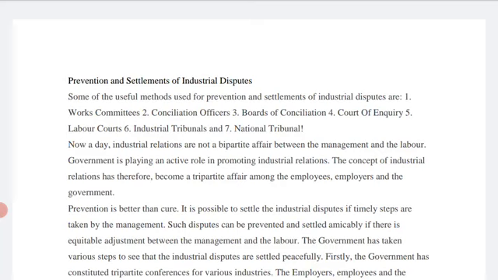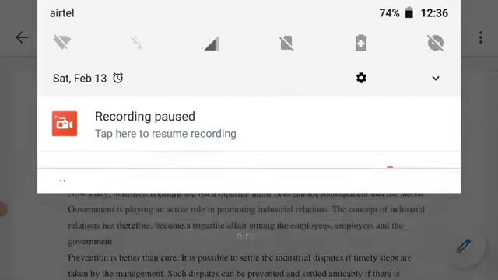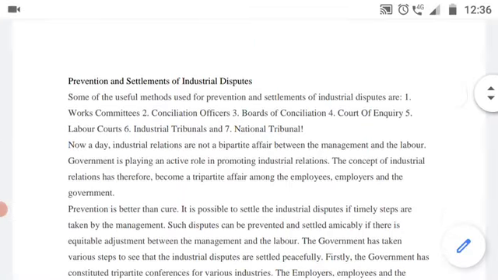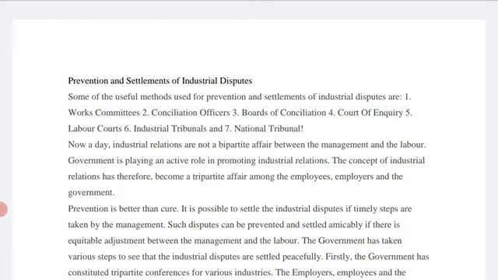Yes, if they are not ready to compromise, then after some period of time they will go into conflict. Is it? Okay. So, whenever we consider such type of industrial disputes, due to this industrial dispute, the productivity of the organization can badly be affected. Okay, the productivity can badly be affected.